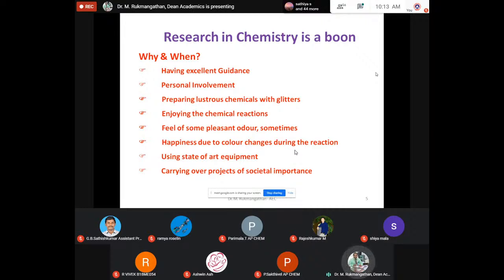We will have an excellent opportunity to handle state of the art equipment. Most of the chemistry related projects will be of social importance, and hence we are doing some service to our society. So by considering all these factors, doing research work in chemistry related areas is definitely a boon for us.